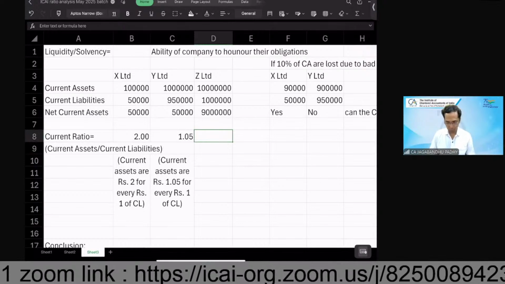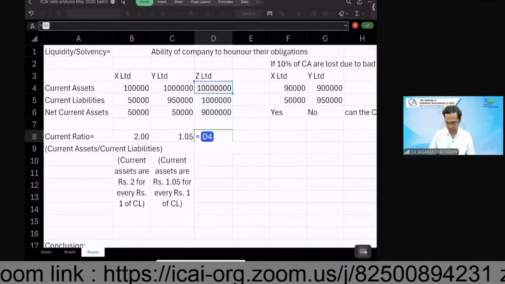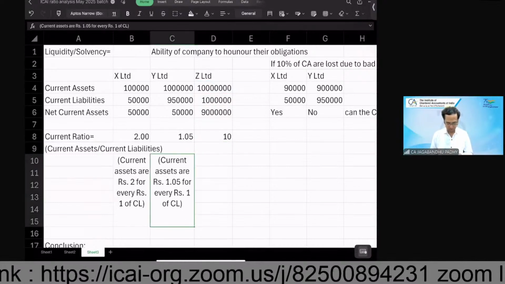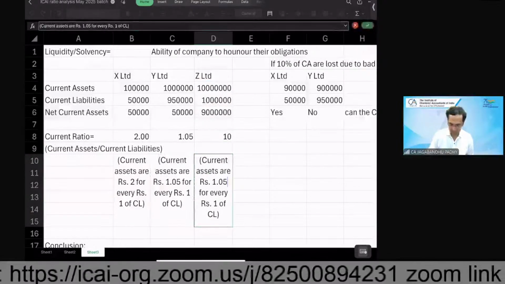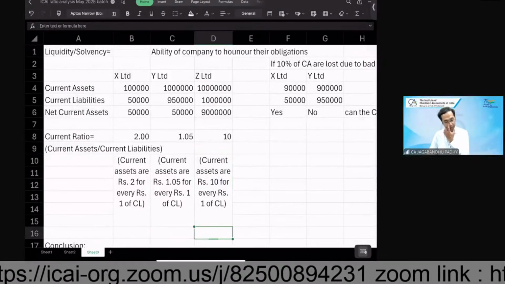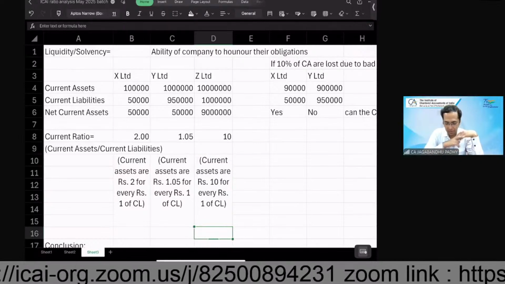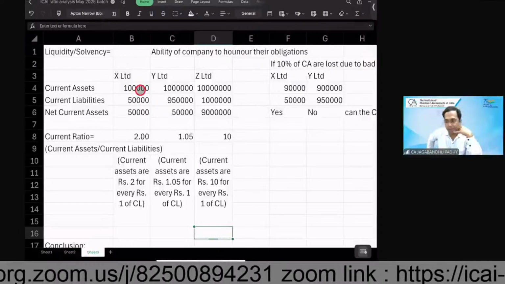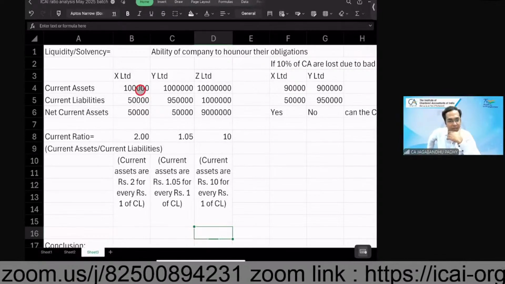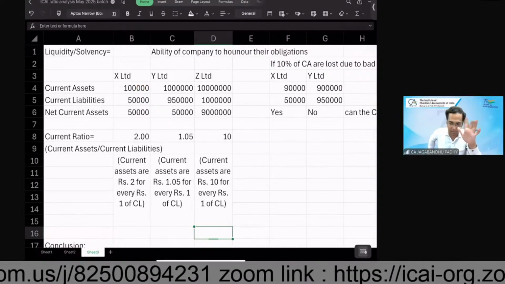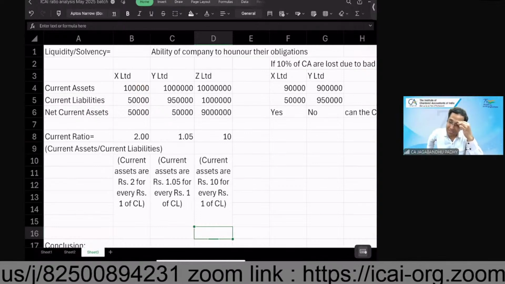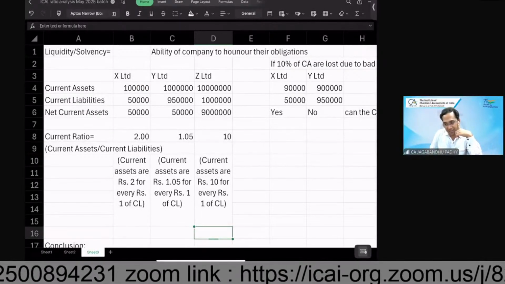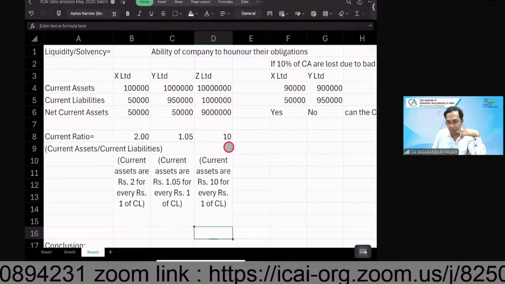Current ratio. Can I say it is current assets upon current liability, which is 10? So here we have current assets of 10 rupees for every 1 rupee of current liability. Does it indicate a better situation, better liquidity than X Limited? Yes. But is it financially viable?